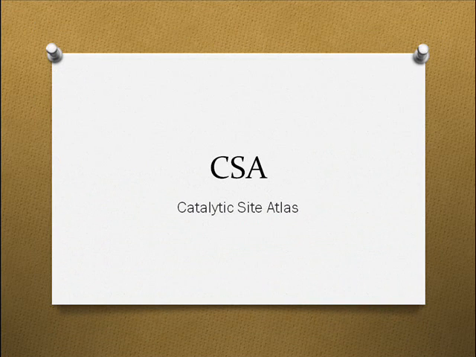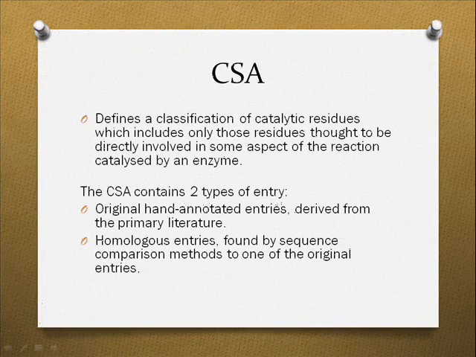Next, we will be using the Catalytic Site Atlas, or CSA. The Catalytic Site Atlas is a database documenting enzyme active sites and catalytic residues in enzymes of 3D structure. We defined a classification of catalytic residues which includes only those residues thought to be directly involved in some aspect of the reaction catalyzed by an enzyme.